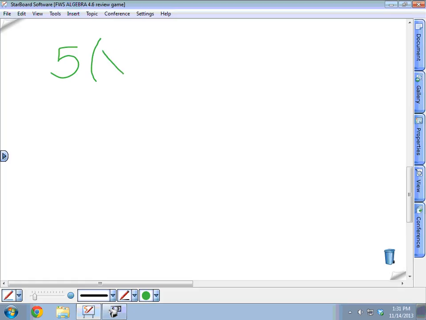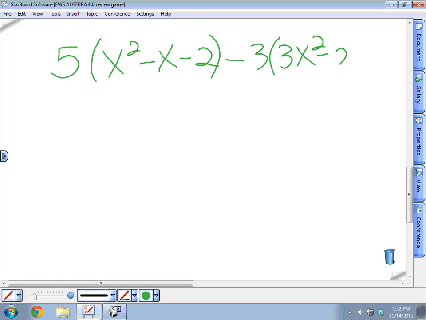We're doing number 18, guys. 5x squared minus x minus 2 minus 3, 3x squared minus 2x minus 6. Okay. What are we going to do here? What are we going to do here, Claire?